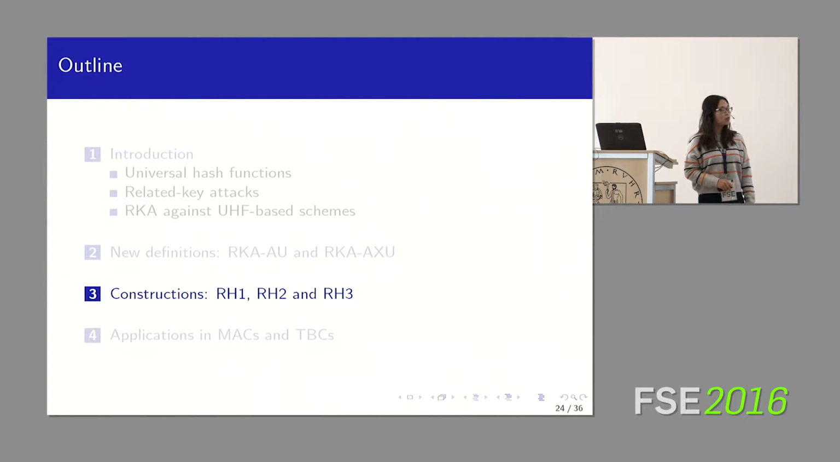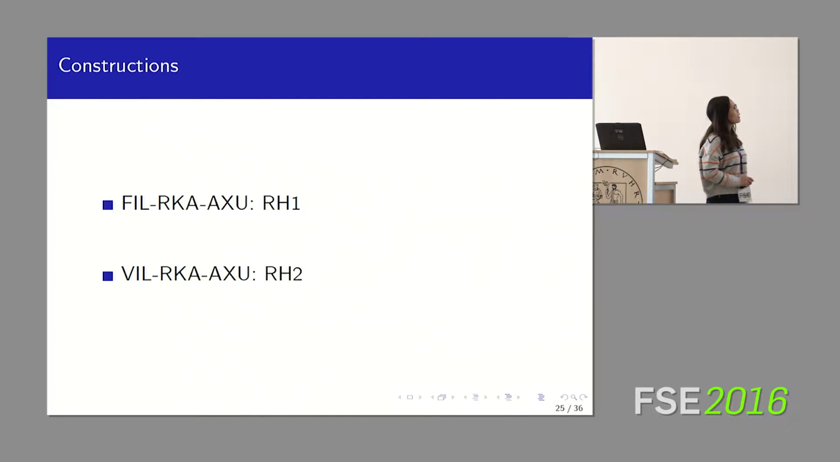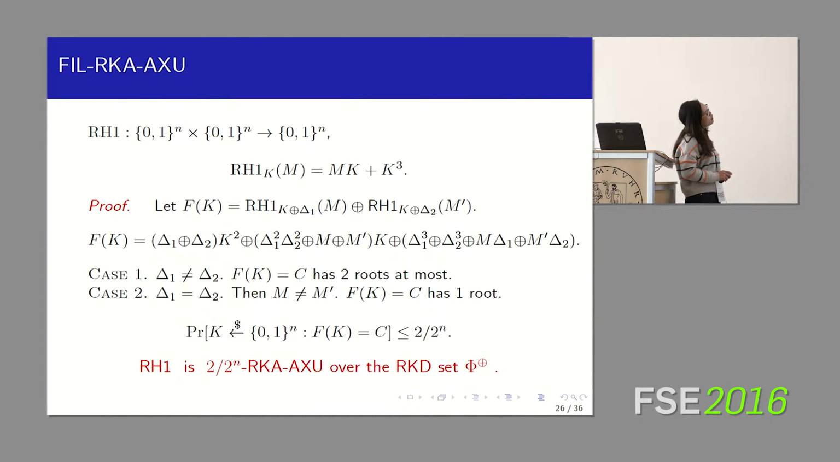They are RKA-AXU functions. We construct two types of RKA-AXU functions. First is the fixed input length one, and another is the variable input length one. First, I will introduce the RH1 construction. We construct RH1 based on n times k plus the cube of k. Then we let Fk be the XOR set of the hash result. We found that there are at most two keys satisfying this equality. So RH1 is an RKA-AXU function over the XOR set.